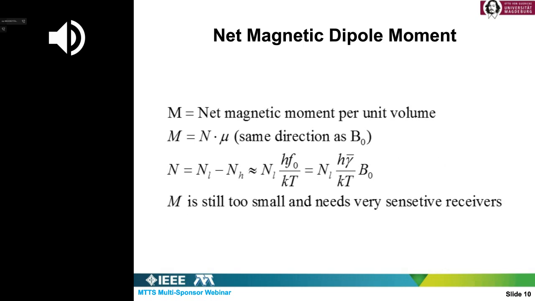So this is a summary of what I told you. The net magnetic moment per unit volume is N times mu. N itself is the difference between lower minus higher. And as you see in this simple equation, it is proportional to the applied static magnetic field. We don't have anything else affecting this N except for the temperature. If you go to a lower temperature, you increase N, or you go higher with the applied magnetic field. But nevertheless, this M is still too small, so we need a very, very sensitive receiver in order to measure such a magnetic dipole moment.